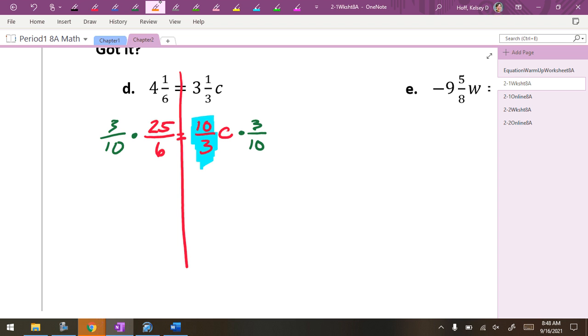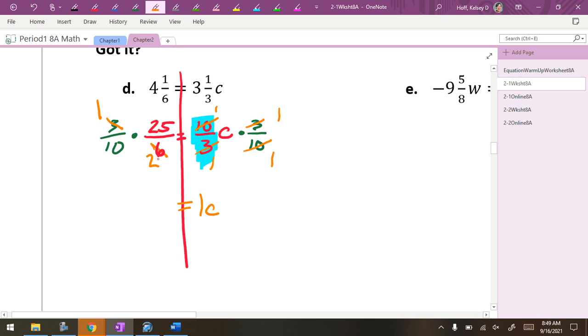Okay, Miss Hoff starts on the side with the letter. The 3's become 1's. The 10's become 1's. I'm down to 1C. Somebody raise your hand and tell me if there's anything I can simplify on that left-hand side. Courtney? Okay, so let's start with 3 and 6. 3 would become a 1, and 6 would become a 2.